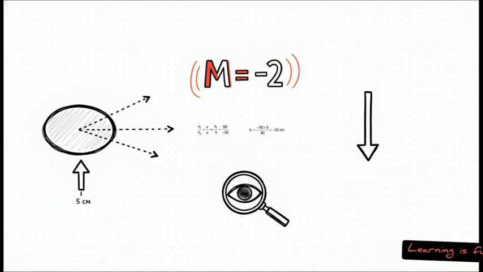So what does that mean? Well, the negative sign tells us the image is inverted, it's upside down, and the 2 tells us it's twice as big. So our little 5 centimeter object has turned into a 10 centimeter image, and it's completely flipped over.